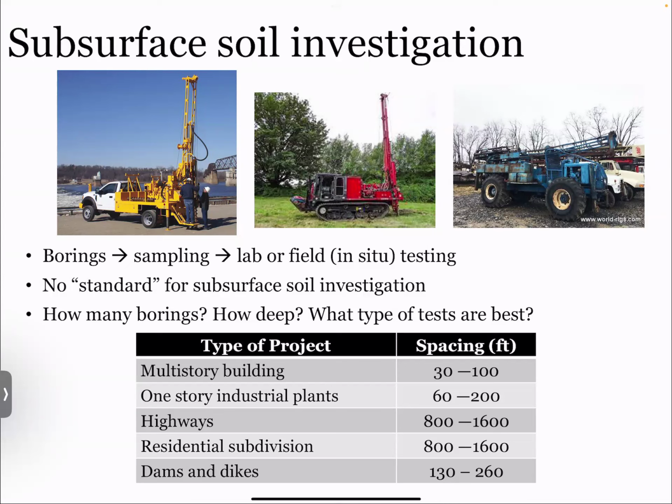That would cost a lot of money. So we want to find this neutral area here. This is something that FDOT's handbook suggests, but there's no actual standard. It's all just suggestions. So if you have a multi-story building, we want to have a boring every 30 to 100 feet. And obviously that's really, really big. And then different things here, depending on the level of risk that you want.